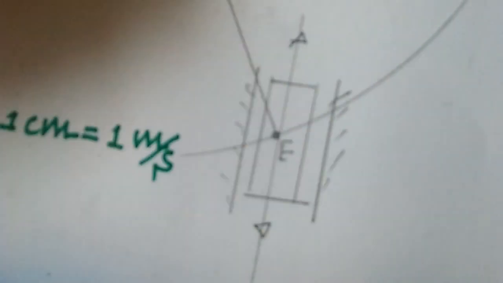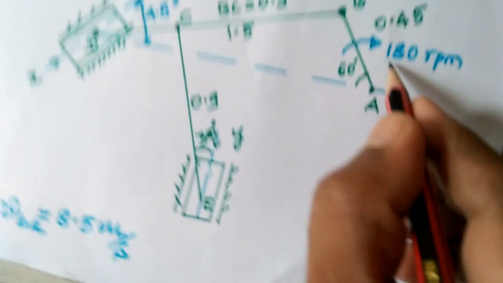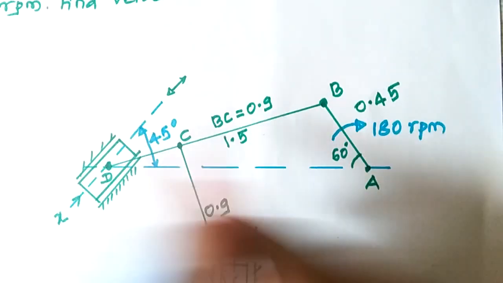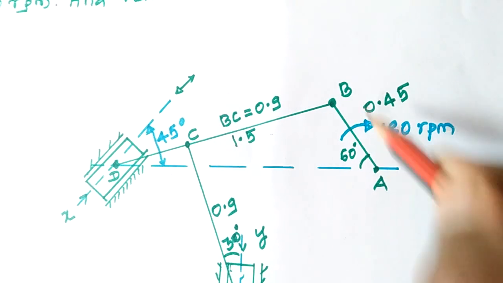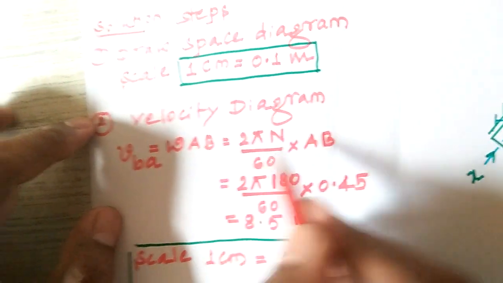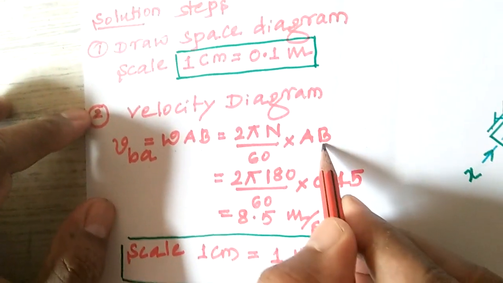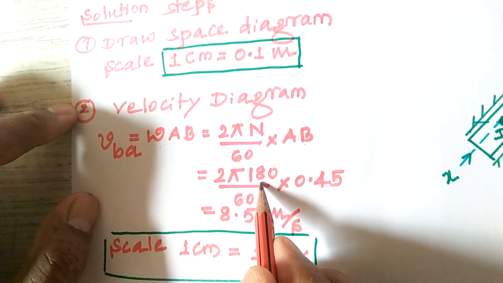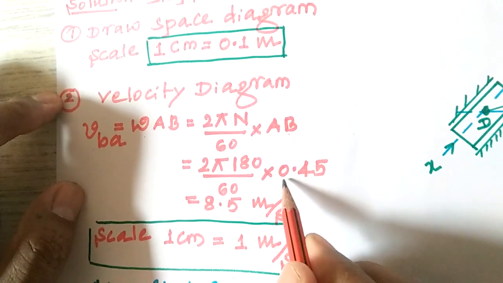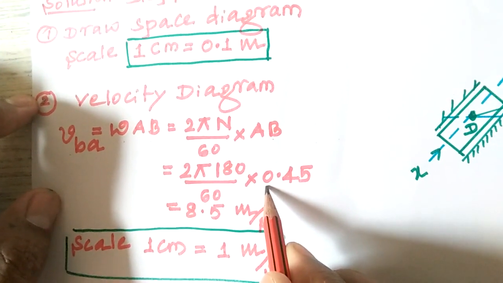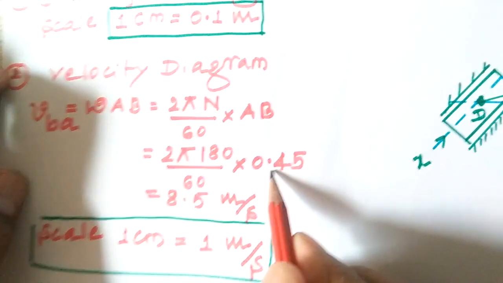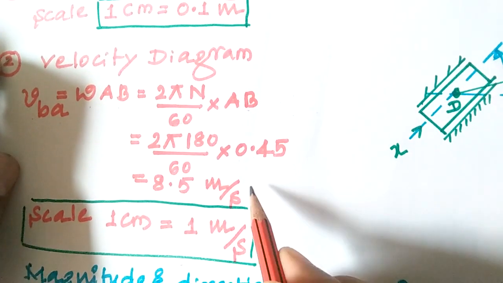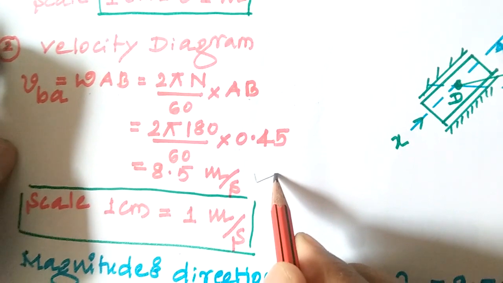Before the velocity diagram, they have given the crank rotation as 180 rpm. You have to calculate it. You need the velocity of B with respect to A. For that, velocity of BA equals omega into AB, that is 2 pi N divided by 60 into the AB distance. N is given as 180, divided by 60. AB is the distance from the space diagram, that is 0.045. Then you will get it as 8.5 meter per second.